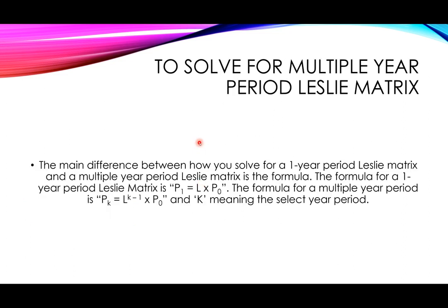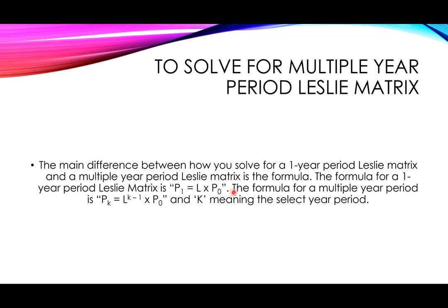Now we need to know the main difference between how you solve for a 1-year period Leslie matrix and a multiple year Leslie matrix. And it is mainly just based on the formula. The formula for a 1-year period Leslie matrix is P to the time period, so the population after time period 1 equals a Leslie matrix times the population 0, which is the initial population.